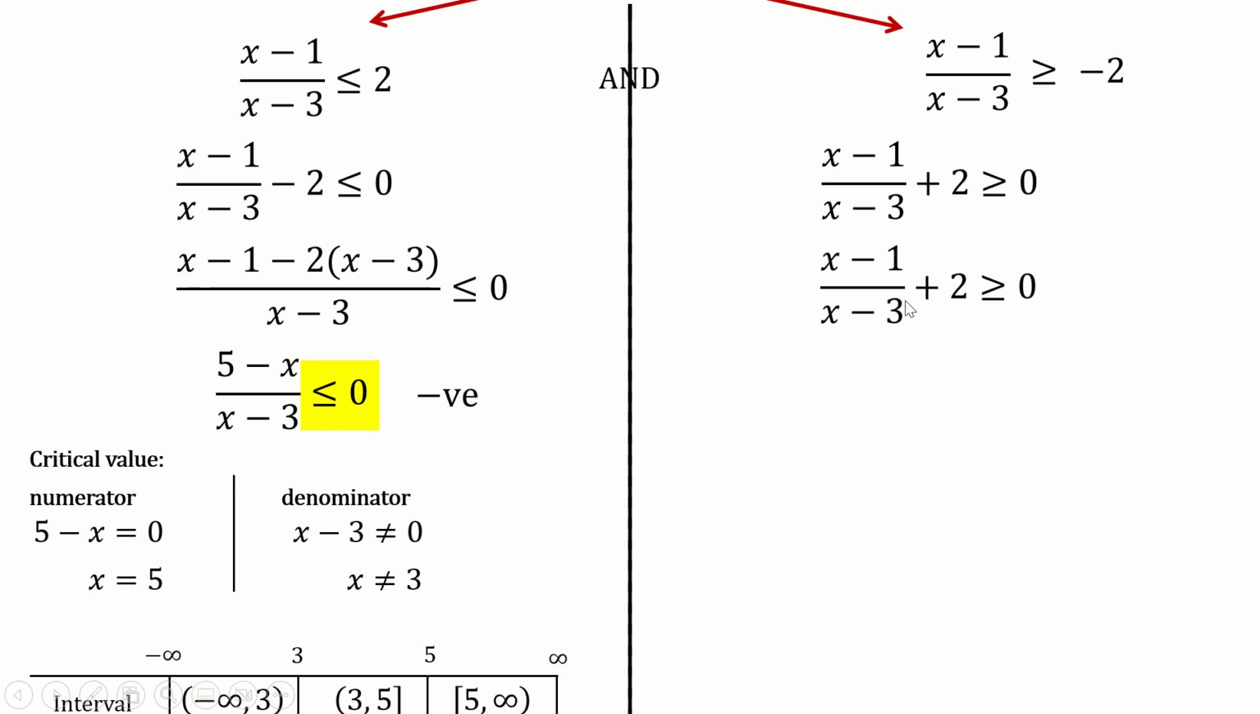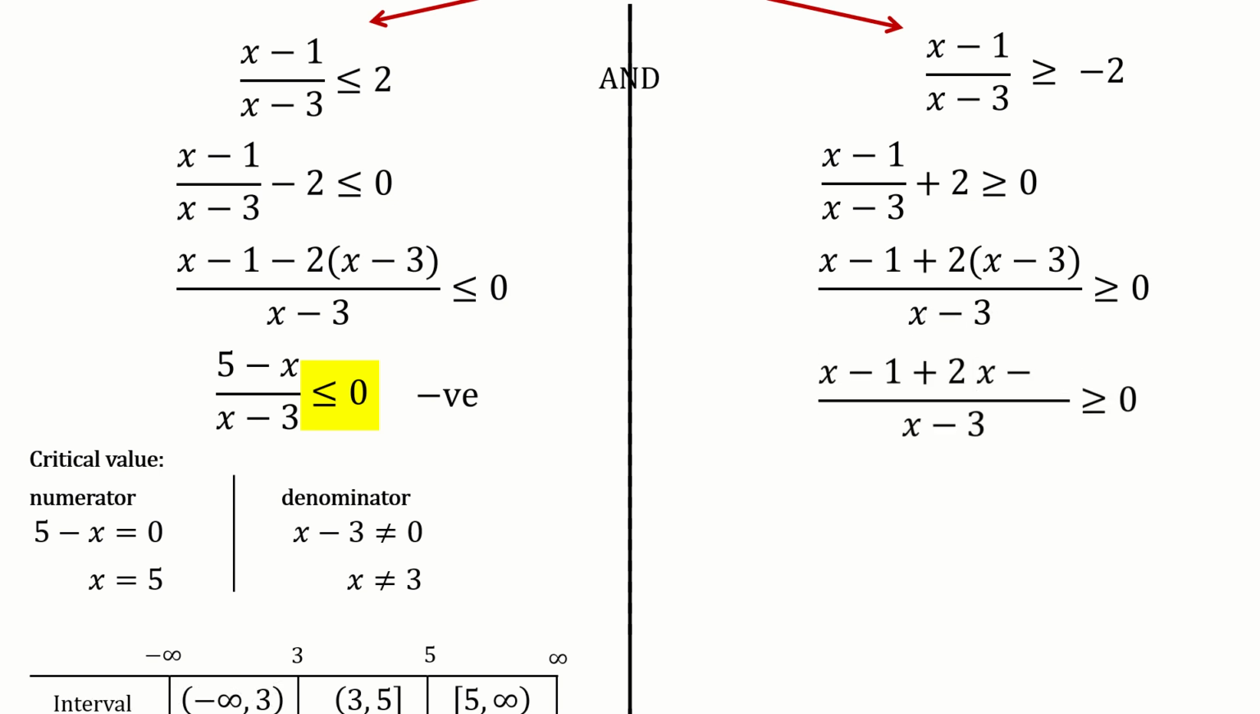So we cross multiply with x minus 3, and then we simplify. If we simplify this, we get x plus 2x is equal to 3x, and then negative 1 minus 6 is negative 7. Okay, so this is the inequality at the right hand side: (3x minus 7) over (x minus 3) is greater than or equal to 0.